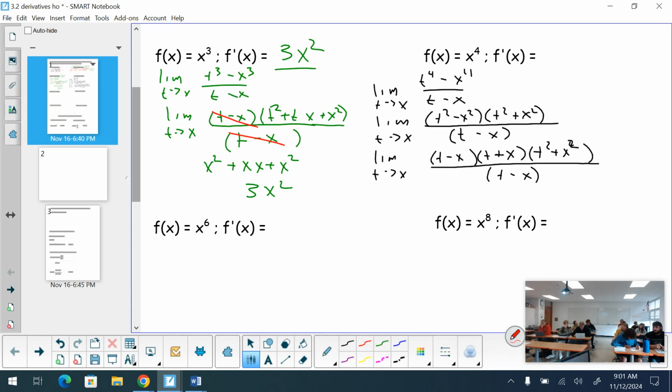Once again, your t minus x's, they'll move to Texas. Substitute in x for t. X plus x with the first term. Second term is x squared plus x squared. So we have x plus x gives us 2x. We have x squared plus x squared, which is 2x squared. So if I take the derivative, what do we come down to, Alex?